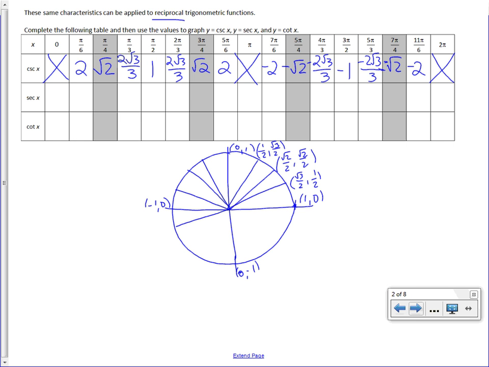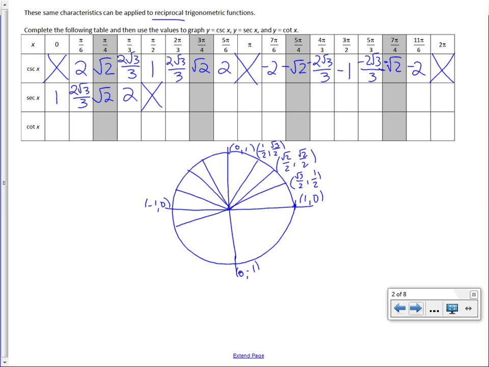Okay? For secant x, we're going to traverse the unit circle again, but instead of looking at the y coordinates, I look at the x coordinates and take reciprocals. So what's the big difference? When I look at the x coordinate of the first point, when the angle is 0, I'm looking at the 1. Reciprocal of 1 is 1. Reciprocal of root 3 over 2, 2 root 3 over 3. Reciprocal of root 2 over 2, root 2. Reciprocal of half, 2. Reciprocal of 0, undefined.